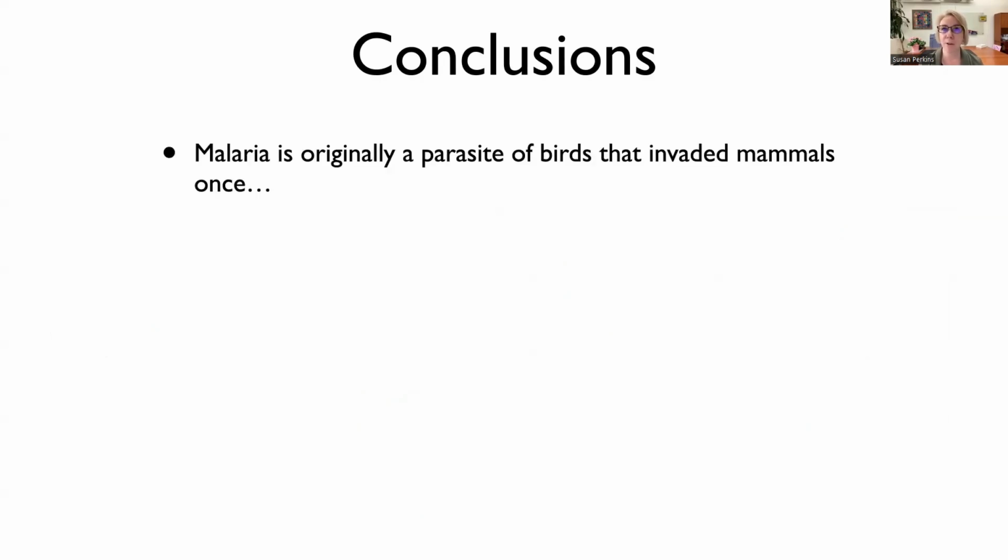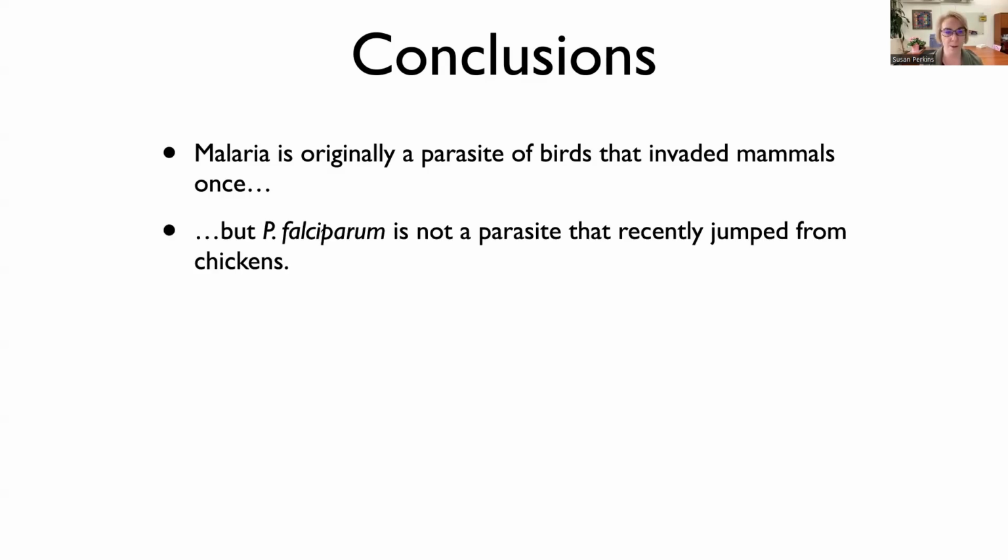So contrary to a very popular and often highly cited paper, malaria is originally a parasite of birds that probably just invaded mammals once, and Plasmodium falciparum did not recently jump into humans from chickens. We don't understand some of the convergences between falciparum and avian malaria, but that doesn't seem to be a relic of evolutionary history. The taxonomy of malaria parasites still needs a ton of work.